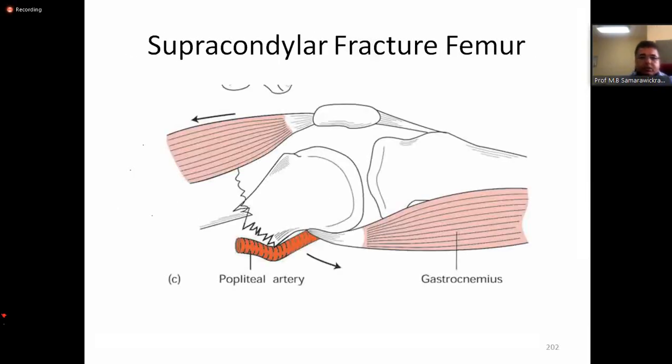Right, and this is the supracondylar fracture of the femur. You can see that it can injure the popliteal artery, resulting in ischemia to the leg and the foot. Right, so this displacement of the distal part of the femur is due to the action of gastrocnemius, which is attached to the two condyles of the femur.